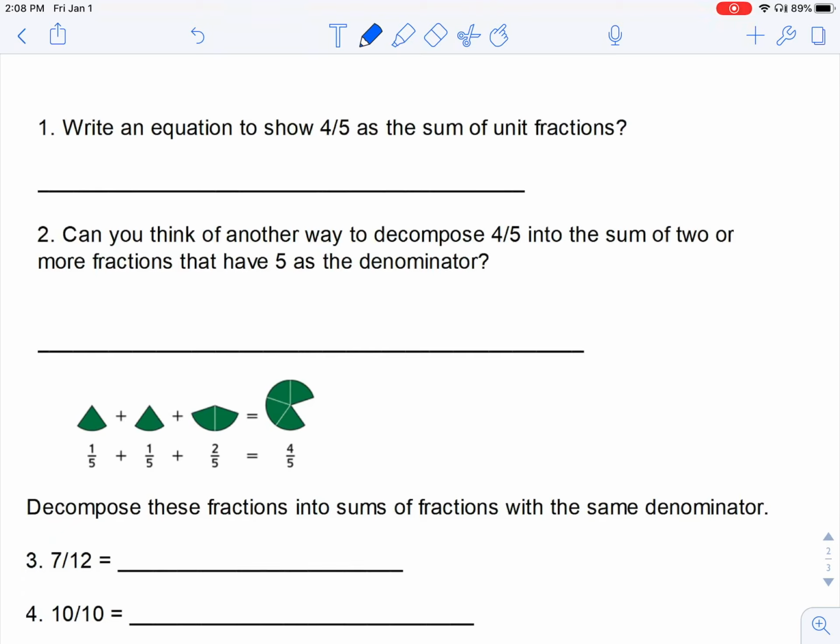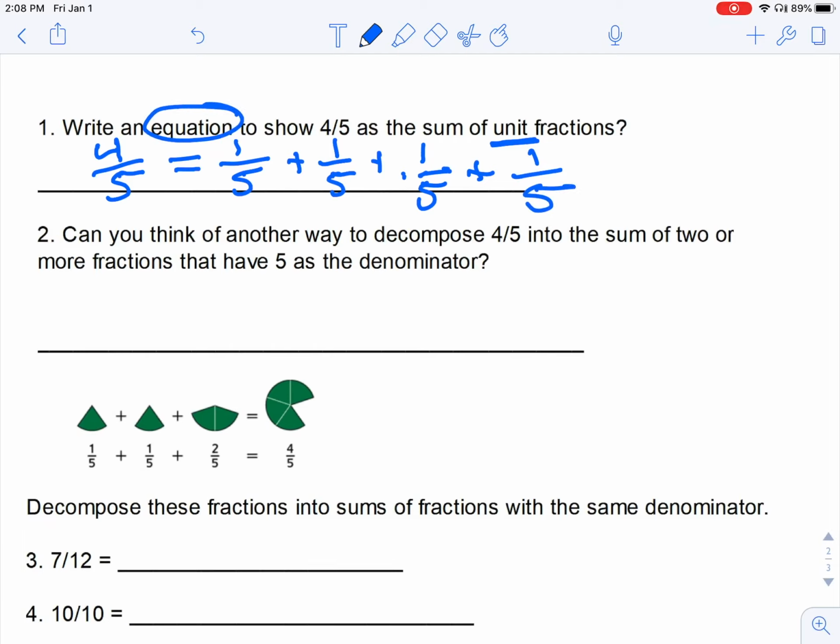So if we look at this together, remember this said sum of unit fractions. So the only acceptable answer here is 4/5 equals 1/5 plus 1/5 plus 1/5, oops, plus 1/5. And notice that I made sure it's an equation. What does an equation have to have? That equal sign. If I had just written 1/5 plus 1/5 and so on, that wouldn't be enough. I had to write 4/5 equals that to really capture all of the math vocabulary.